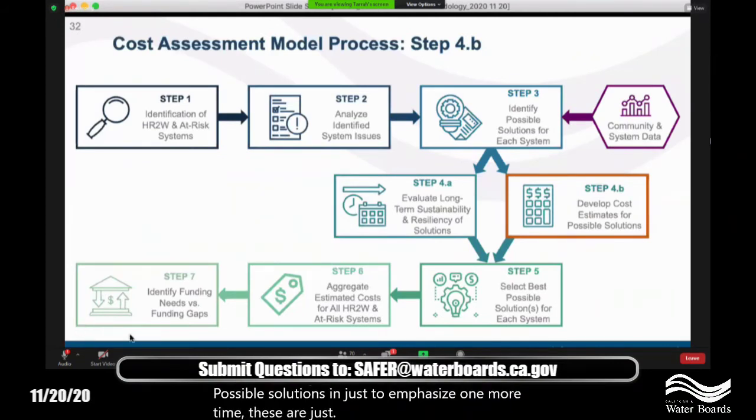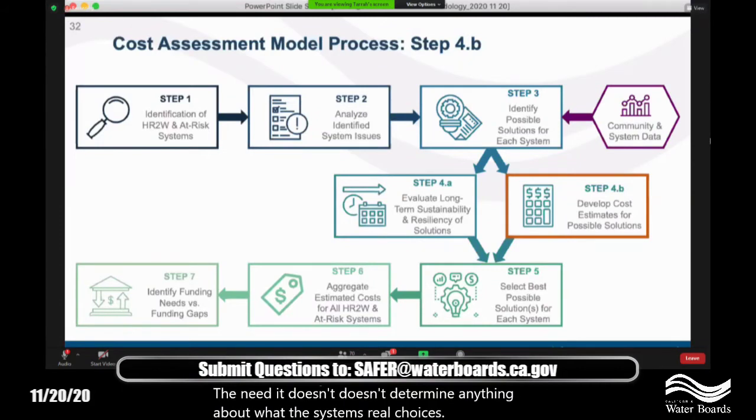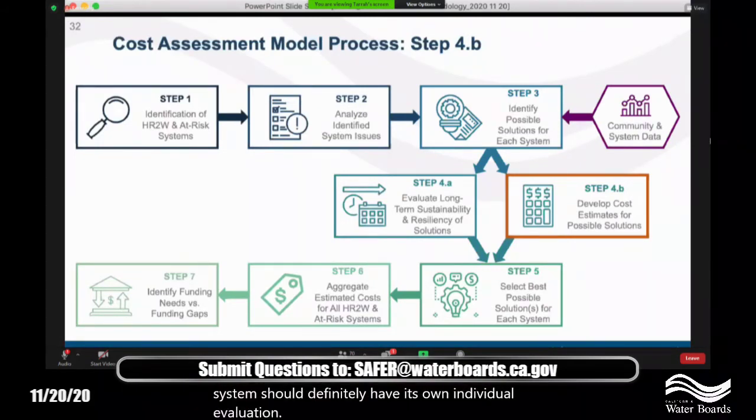It has no bearing on what a system really can choose in real life. It's just our best estimate of how we could budget the need. It doesn't determine anything about what the system's real choices are. Each system should definitely have its own individual evaluation and look at the pros and cons of each solution before picking a path to go down.